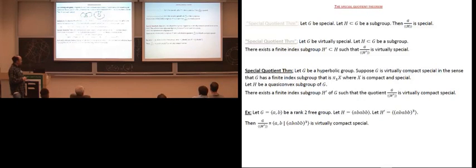So you have to assume your group is hyperbolic, that it's the fundamental group of a compact special cube complex, and given a quasi-convex subgroup, you can kill a finite index subgroup of it so that you get something which is again virtually compact special. And I put one example over here.